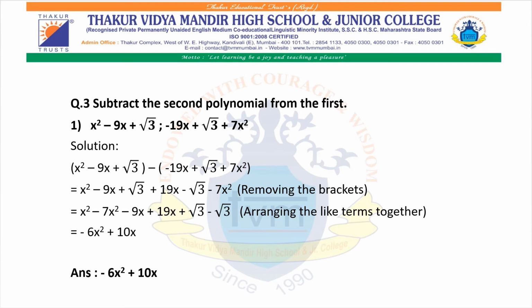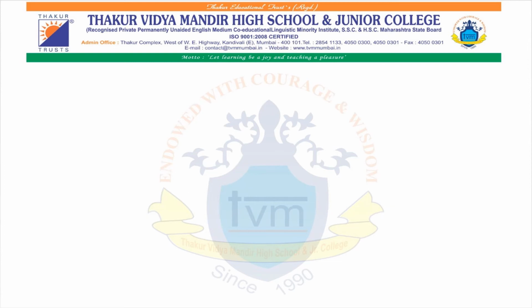Now we will arrange the like terms together, and after arranging them, the answer we are getting is minus 6x square plus 10x, because plus root 3 minus root 3 will get cancelled. So the final answer is minus 6x square plus 10x.